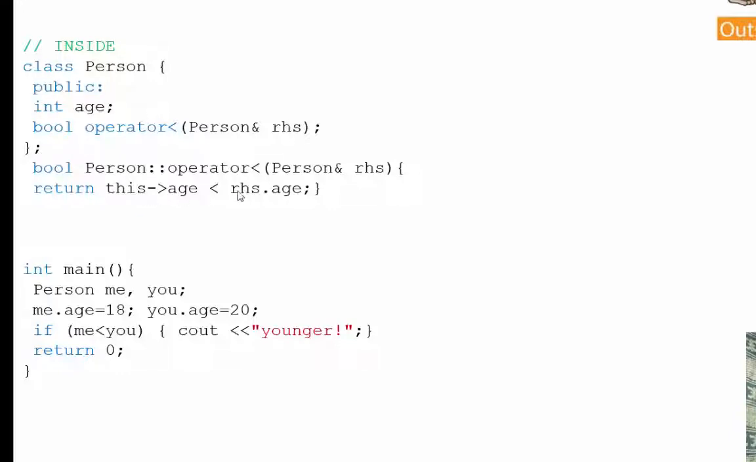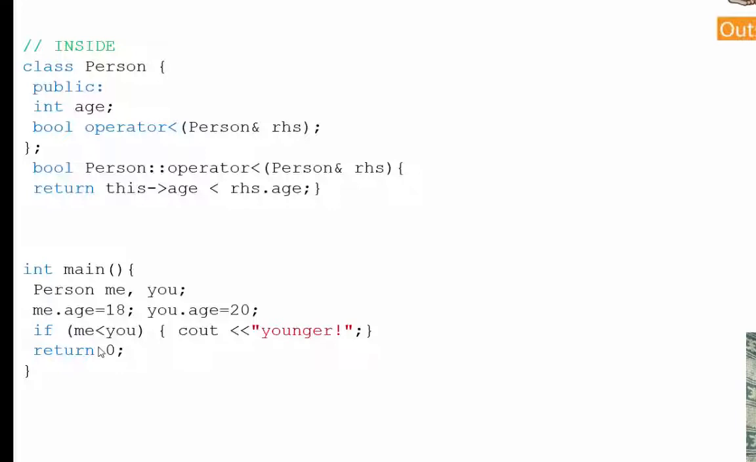I've written the function fairly quickly just to have something to work with. It's going to determine whether the age component of person is less than, and it returns the logical bool. Simple there. Now let's look at the main program. I've got two instances of the object, me and you. Me's age is 17, you's age is 20, and now I'm checking, is me less than you?